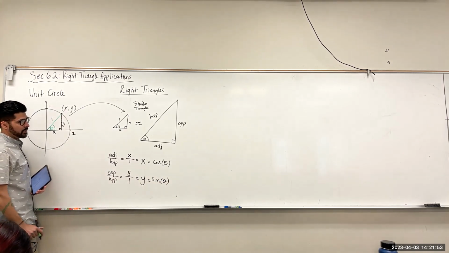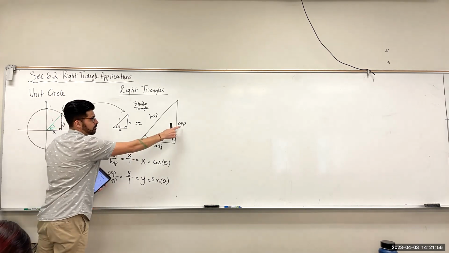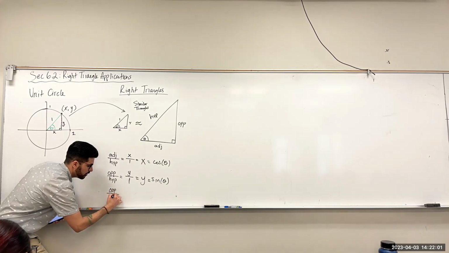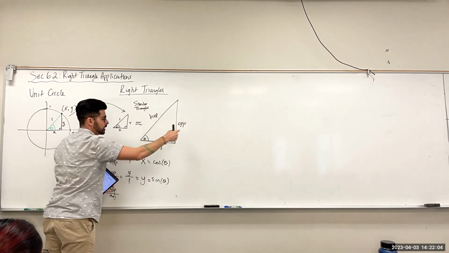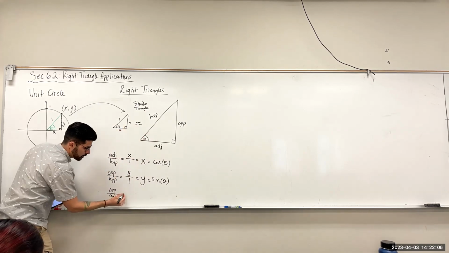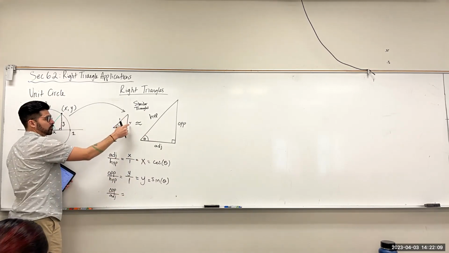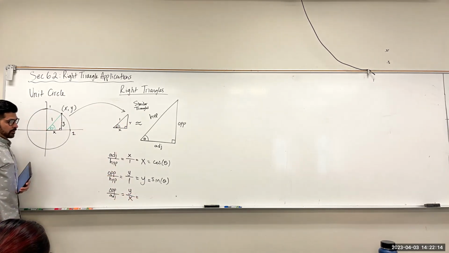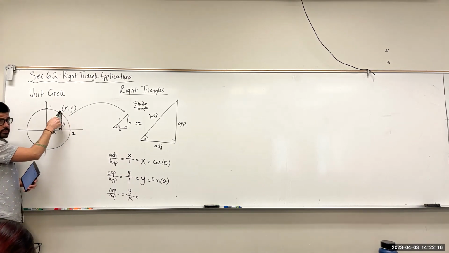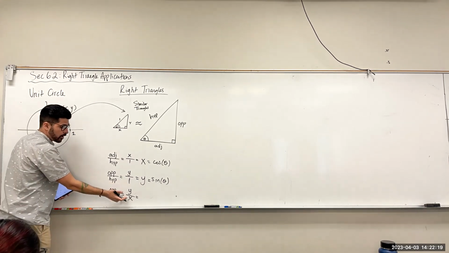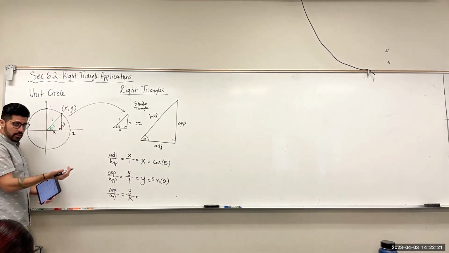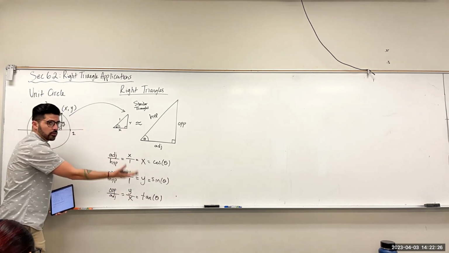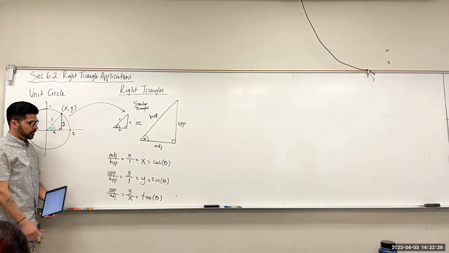And then the last one is going to be opposite over adjacent. So if I do the opposite over the adjacent side of this bigger triangle, because it's similar to this little guy, that ratio needs to be equal to this opposite over that adjacent, which is this y over this x, which is what we defined y over x to be on the unit circle. Tangent theta. And that's how these two worlds fuse with each other, okay?